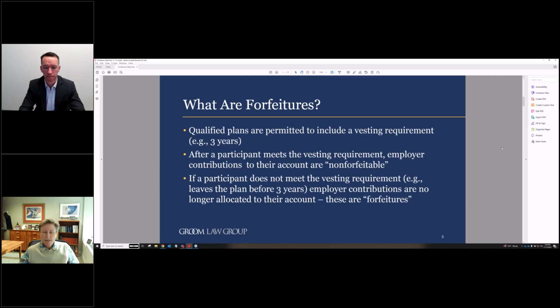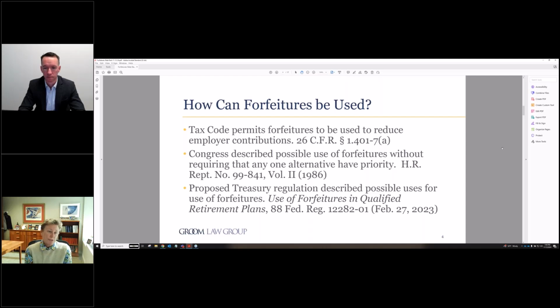Let's go to the next slide and talk a little bit about how we can use forfeitures. It's a pretty interesting question. You would think that this would be more well settled than it is. Certainly the Internal Revenue Code allows forfeitures to be used to reduce employer contributions.